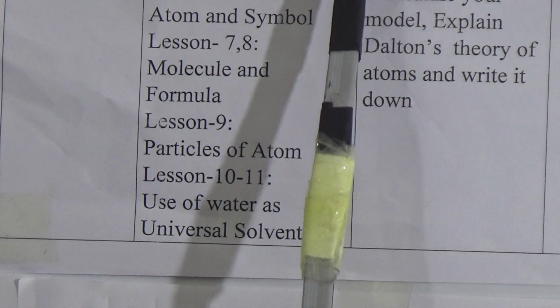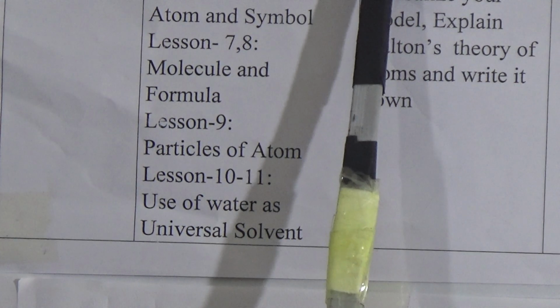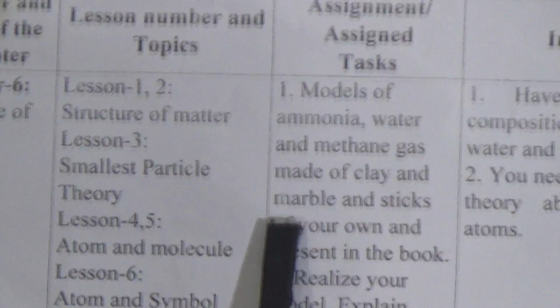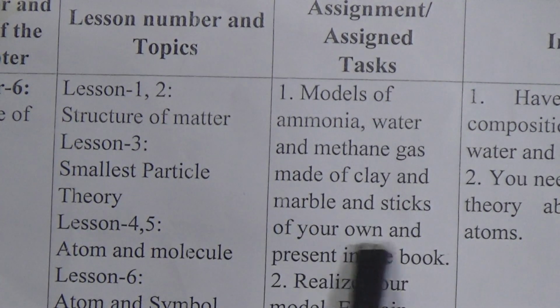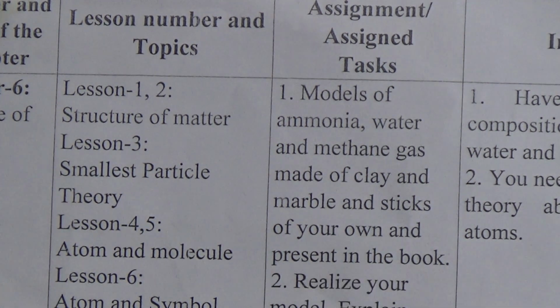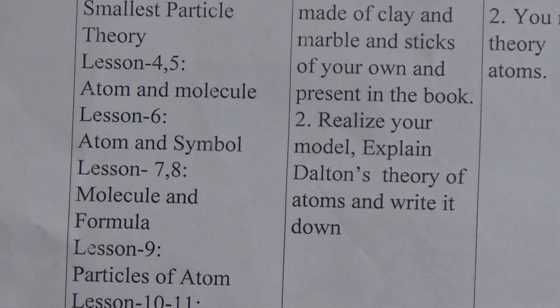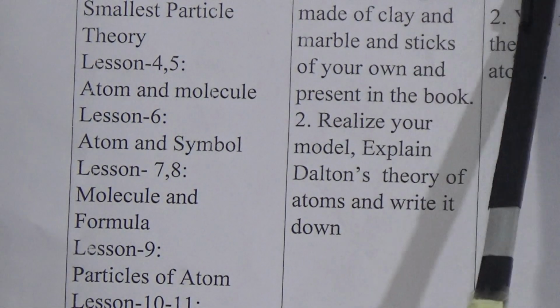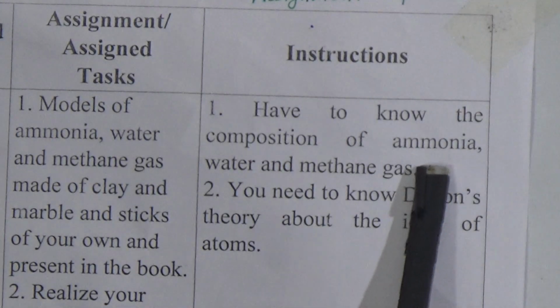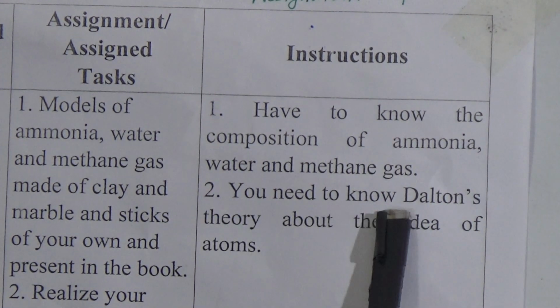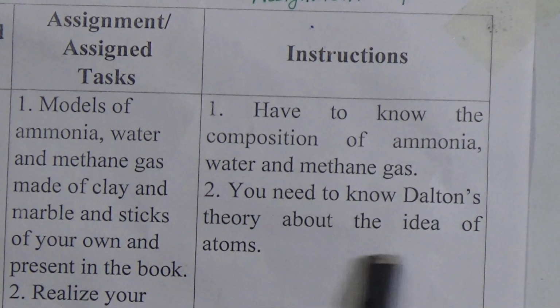And the assigned task here: number 1, make models of ammonia, water and methane gas with clay and marbles and sticks of your own, and present them in the book or your notebook. And number 2, realize your model, explain Dalton's theory of atom and write it down. The instructions here are, you have to know the composition of ammonia, water and methane gas, and you need to know Dalton's theory about the idea of atoms.